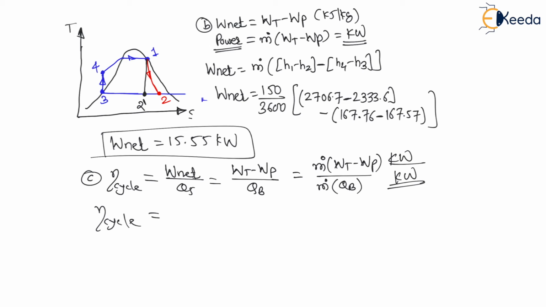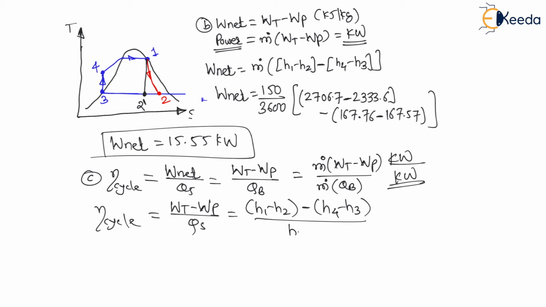So my dear students, here the answer will become work of turbine minus work of pump divided by heat of boiler, that is heat supply. Work of turbine is H1 minus H2, minus work of pump, which is nothing but H4 minus H3, divided by heat supply. Heat supply is from 4 to 1.